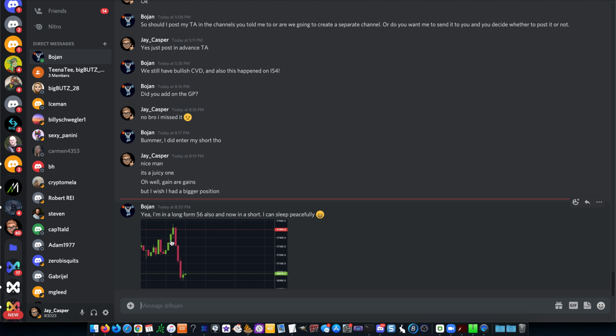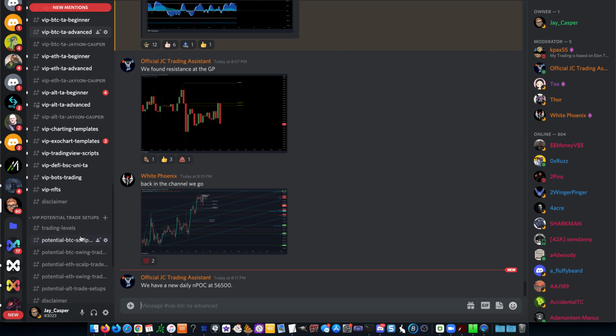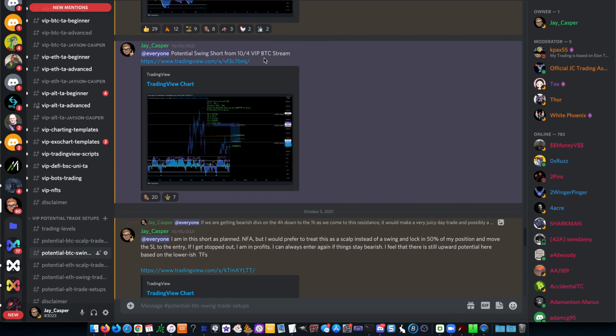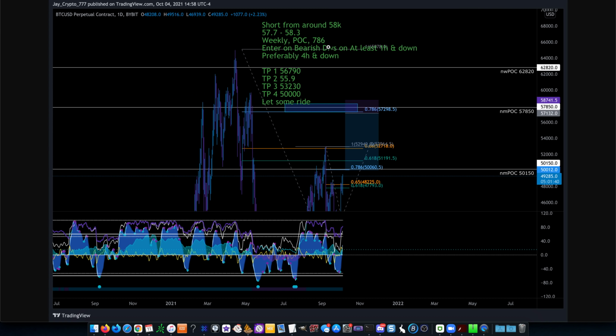Now, first of all, if we come to the VIP Discord and we go to the channel where I post my trade setups, for example, we can see that back on October 4th, I was looking for this potential trade setup to take a short on Bitcoin between 57.7 and 58.3K. The middle of this blue box, right around 57,850, was where I wanted to short. Now, we can see that I had a very specific criteria for this trade. I wanted to see bearish divergences at least on the 1 hour time frame and down, preferably on the 4 hour time frame and down.